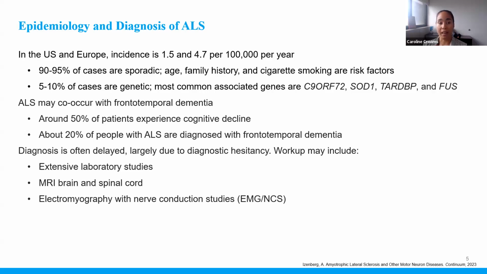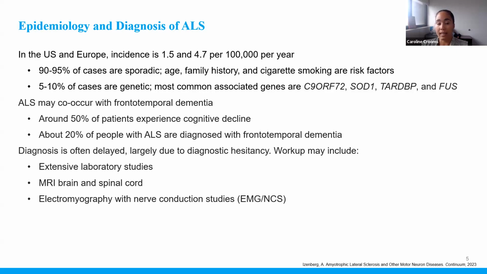Part of that is that often the symptoms appear in one limb first. One of the hallmark findings in ALS is to have upper motor neuron and lower motor neuron signs in a single limb, and then it will spread to other limbs.